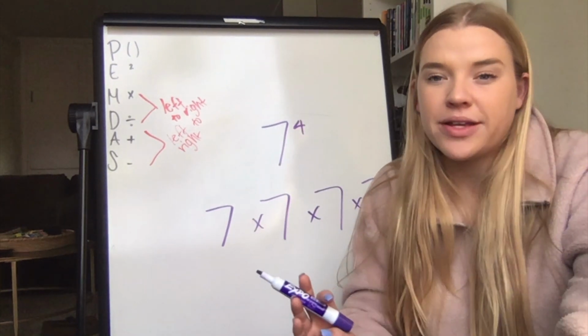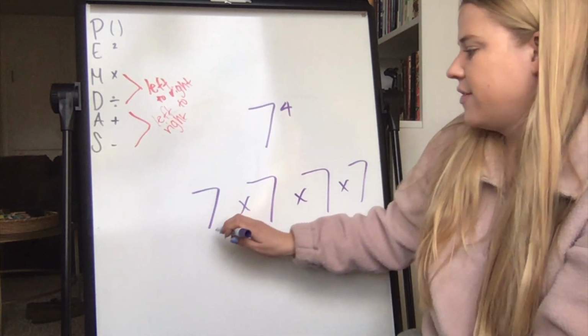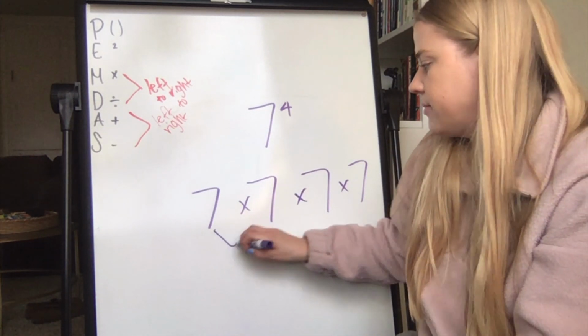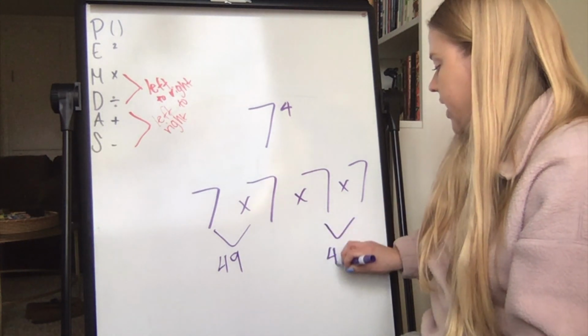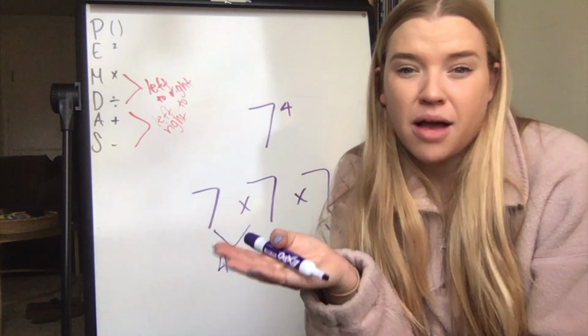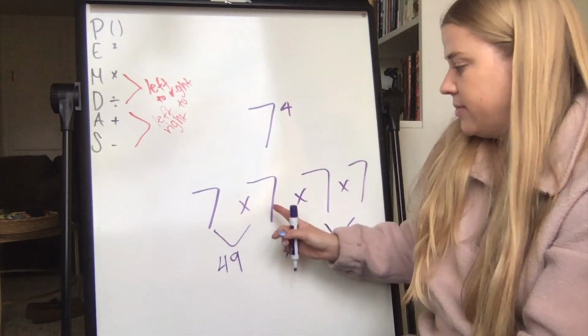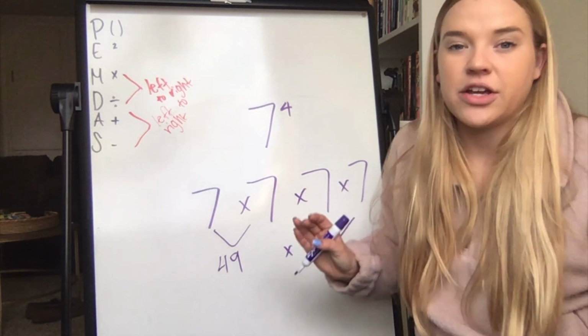Okay, so there are a few ways that you could have worked this one out. The way that I would do it is I would have grouped it into things that I know. So I know 7 times 7 is 49, and 7 times 7 is 49, and then I would just multiply those together. With multiplication, order does not matter, so it doesn't matter if you do 7 times 7, which is 49, times 7, which is whatever that is, times 7 to get your answer.